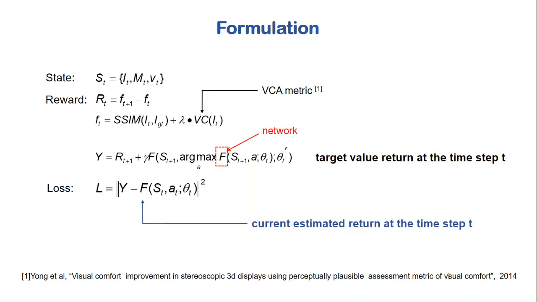During training in both stages, two identical deep neural networks are applied for the purpose of sampling the optimal action and determining the value of the policy, respectively. Their weights are denoted as theta and theta prime. After executing the action, we use a weighted sum of structural similarity index and VCA metric to measure the reward, so we can quantitatively evaluate the visual comfort of the produced stereoscopic image as the reward of the action. Then we use the mean square error as a loss function.